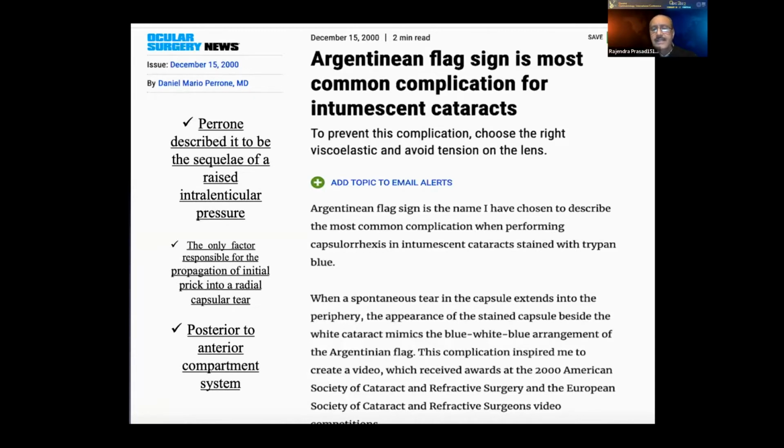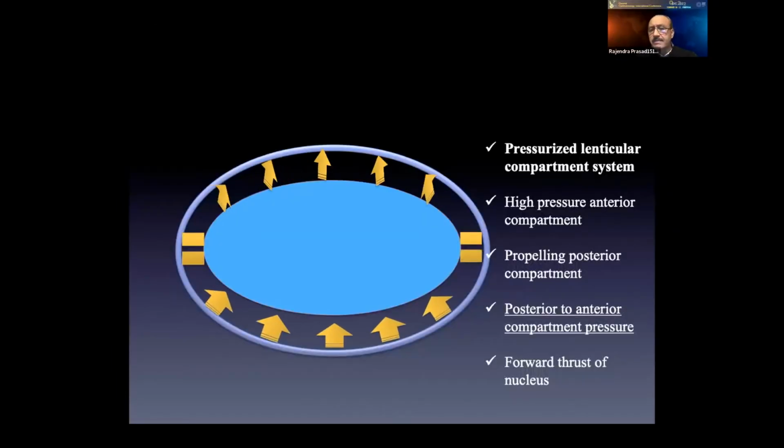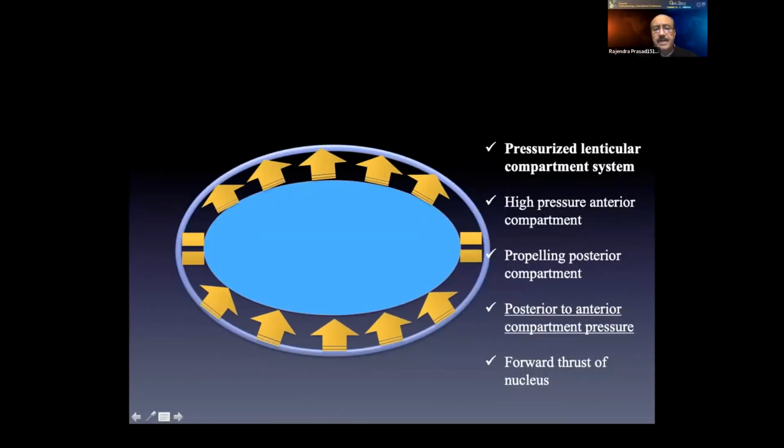these intumescent cataracts. And later on came the concept of the posterior to anterior compartment system. According to this system, you have a pressurized lenticular compartment system with a high pressure anterior compartment, as well as the propelling and high pressure posterior compartment. So the moment you puncture the anterior capsule, the posterior compartment would push the nucleus forward and hit the back of the anterior capsule. And the tear or the cut which is created on the anterior capsule starts opening up and splits into two complete segments and turns into a radial capsular tear.